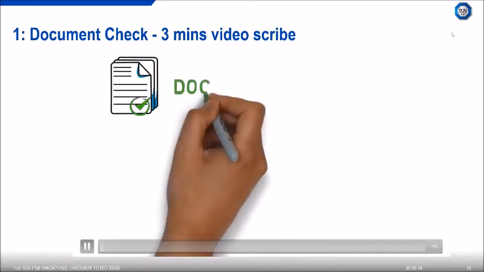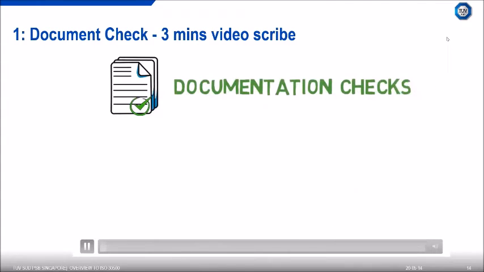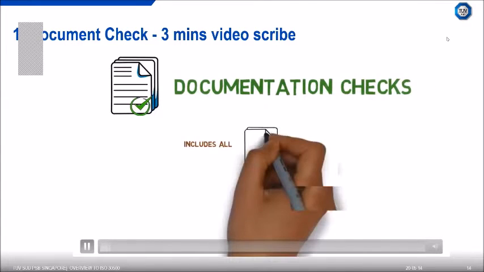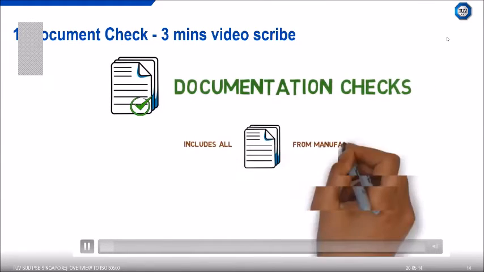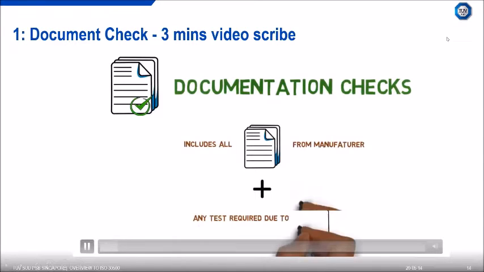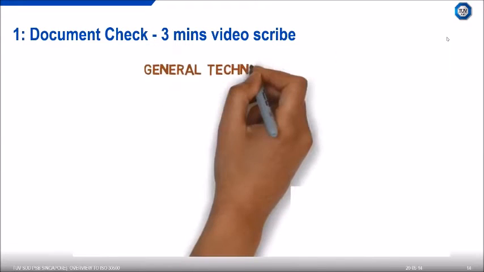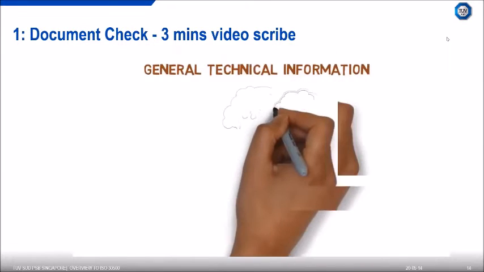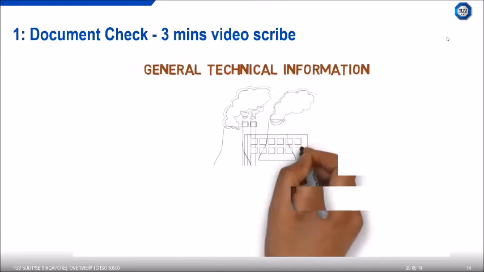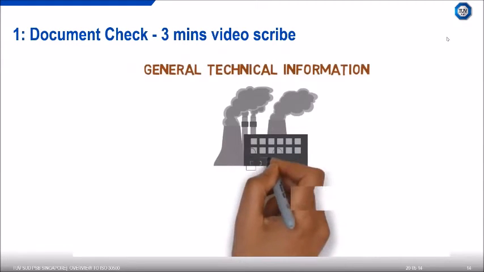Of the standard is for documentation checks. This section includes all expected documentation from the manufacturer, as well as any tests that are required due to missing documents. The first clause of documentation checks is general technical information. This outlines all information the manufacturer is expected to provide.